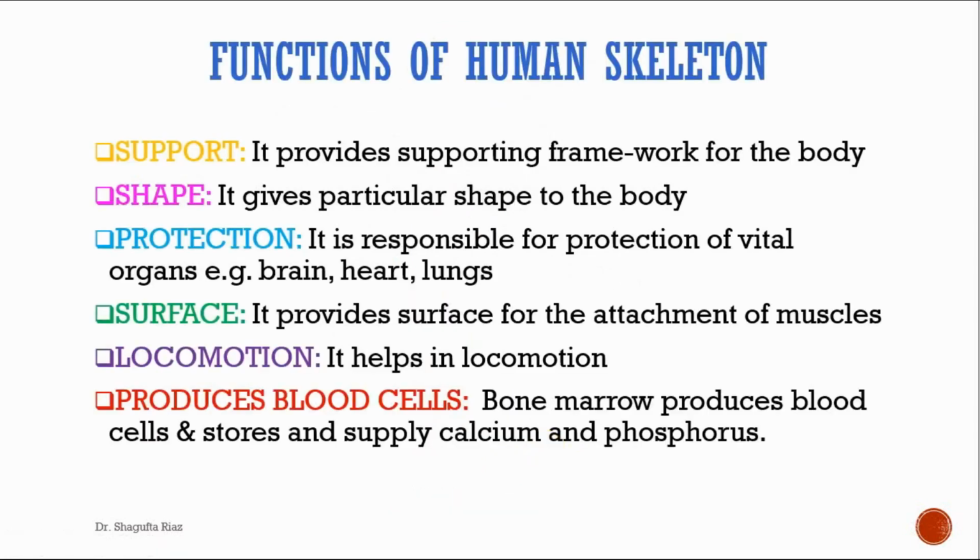Now, the functions of the human skeleton. It provides a supporting framework for the body, as we have discussed earlier. It supports the body for muscular support and in movement. It gives particular shape to the body. Without a skeleton, your muscles cannot give any shape to our body. Protection, it is responsible for protection of vital organs like brain, heart and lungs. It provides surface for the attachment of muscles, and the most important, it helps in locomotion.